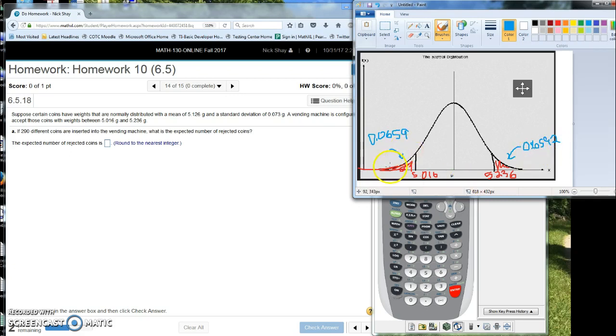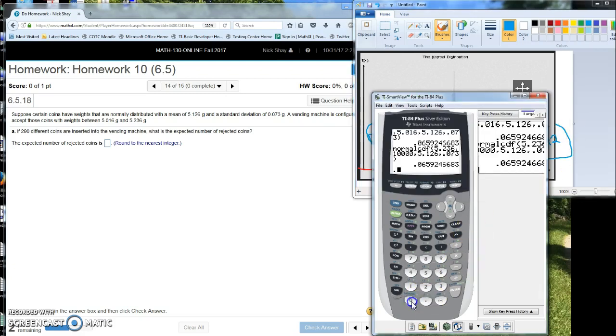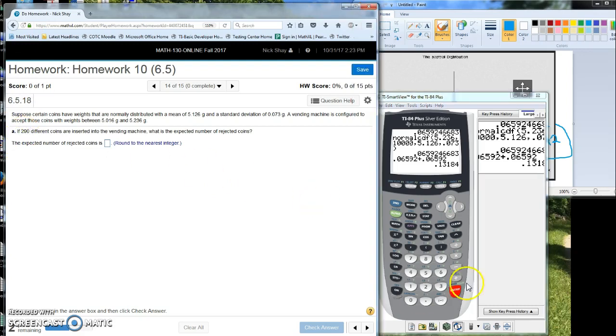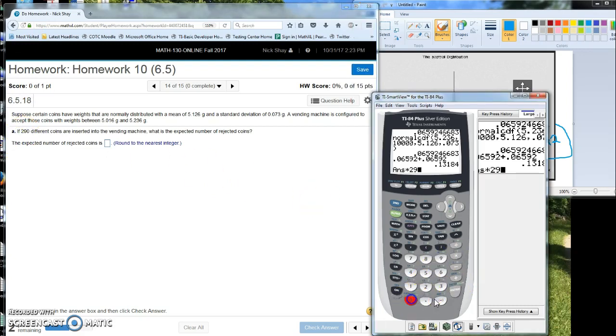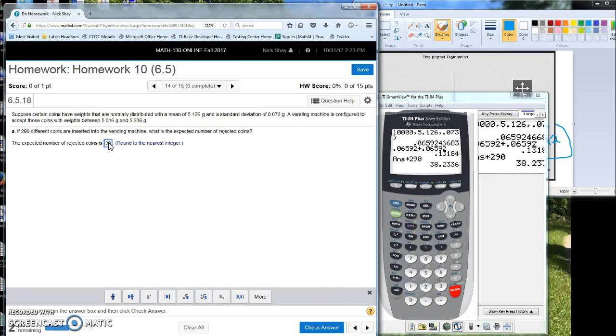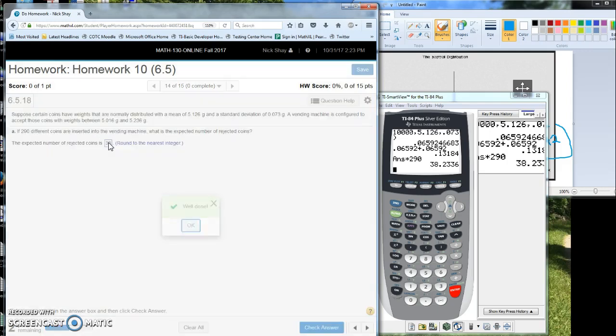All right. So what's this total area? To get our total area, we are going to add those two together. So it's going to be 0.06592 plus 0.06592. So that means about 13.184. So 13% of our coins will be rejected. How many coins are we putting in this machine? We're putting 290, so we multiply our final answer by 290. So on average, we can expect to reject about 38 of the 290 coins.